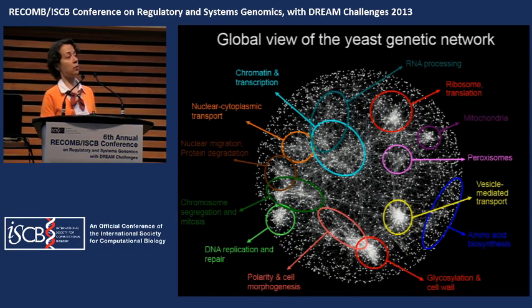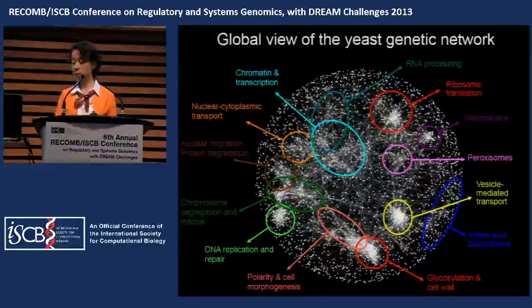In the first round of experiments and analysis, we generated a bunch of maps that not only show you that genetic interactions can help you cluster genes into functional modules, but also allow you to study connections between modules. But this is not what I wanted to talk about today.